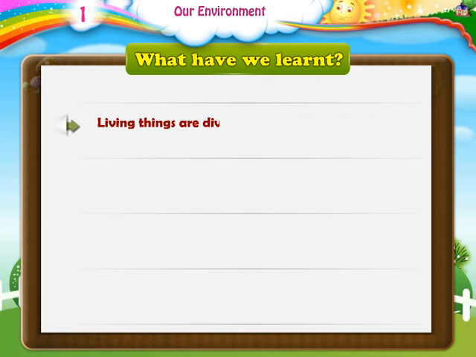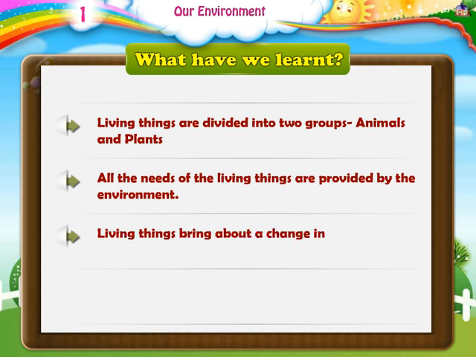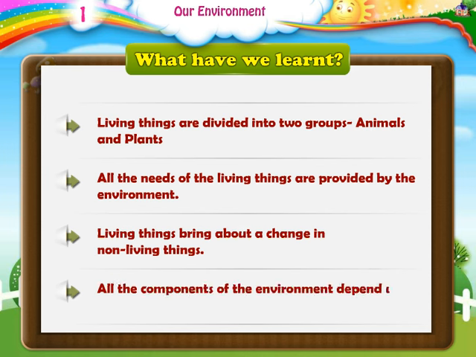Living things are divided into two groups: animals and plants. All the needs of the living things are provided by the environment. Living things bring about a change in non-living things. All the components of the environment depend upon each other for their survival.